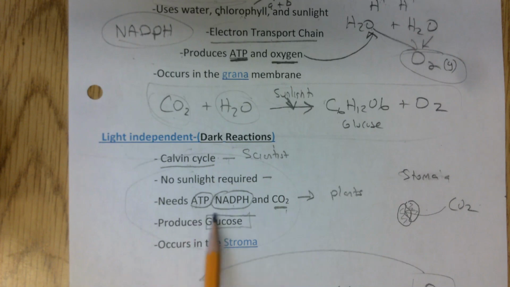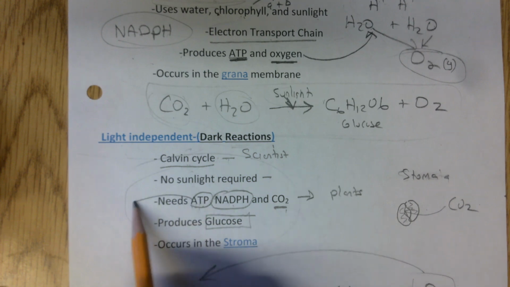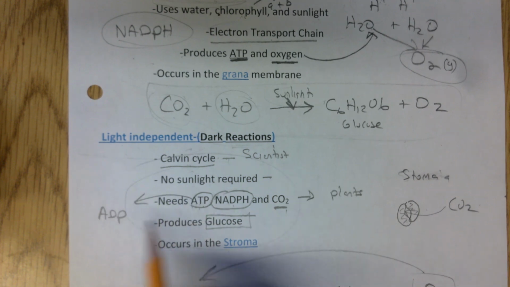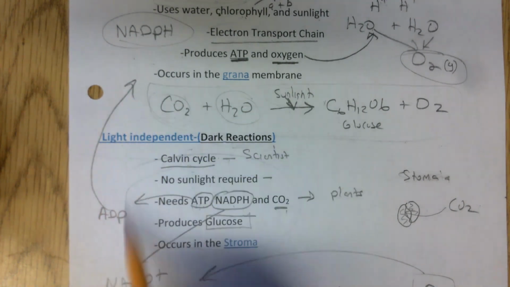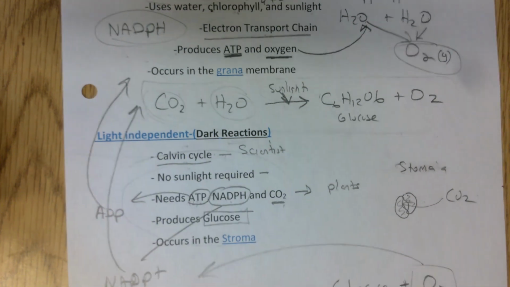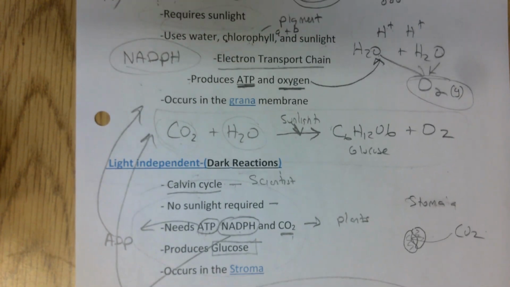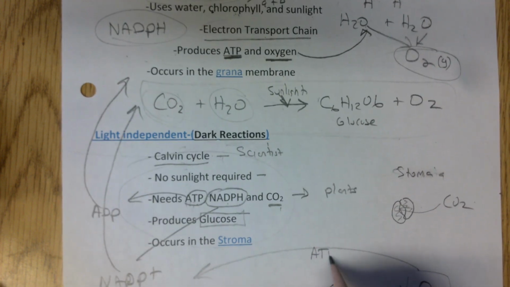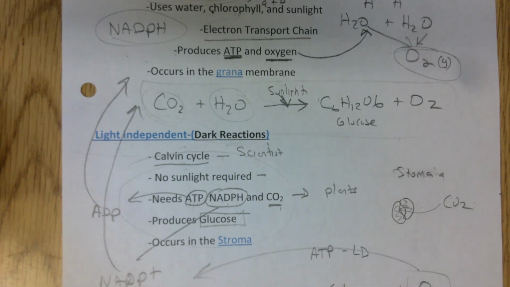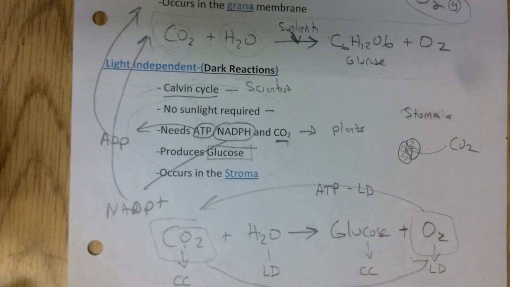And then this needs ATP, but when it's done, it produces ADP. It also produces NADP plus. These things then go back to the other stage before and get used again. Okay? So that's kind of the deal. And also, we didn't say here, ATP is produced in the light dependent as well. Okay? So that's kind of the notes.